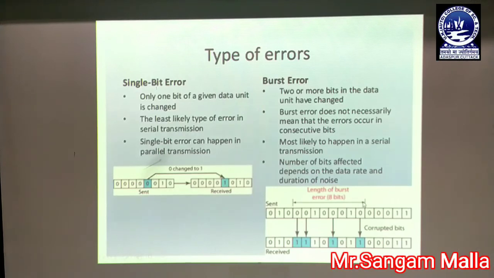But in case of burst error, you can see that the first error is found in this location and the last error is found in this location. Between the first error bit and the last error bit, all the bits under it are also considered as corrupted bits or error bits. So this is considered under burst error. So this is all about single bit error and burst error.